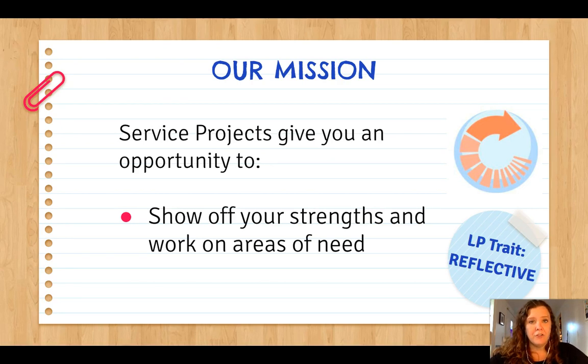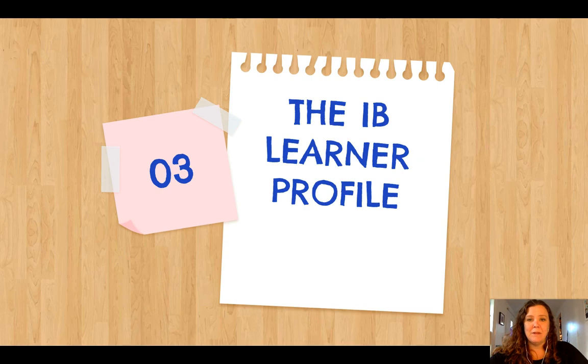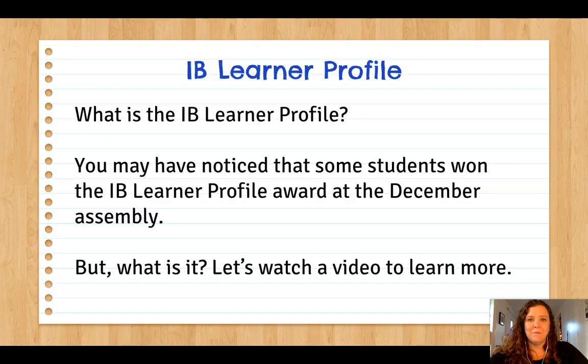And the learner profile trait for today is reflective. When we are reflective, we think about what are our strengths? What am I good at? And what are the things I need to work on? And that's what we're going to take a look at today. The IB Learner Profile, Lesson 3.